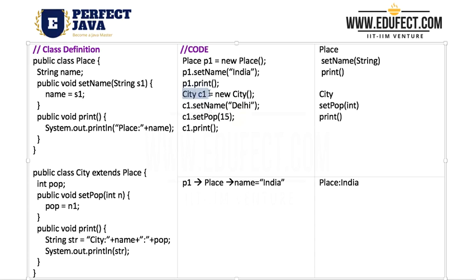Then what are we doing here? We are saying city c1 is equal to new city. So we are creating a variable called c1, which is an object of the type city. And once we initialize it, what will happen? Pop will get the value 0. And from its parent, it will get the field name, which is null.